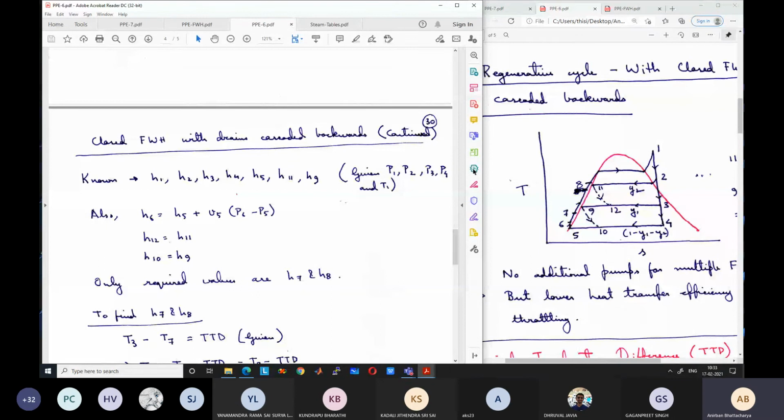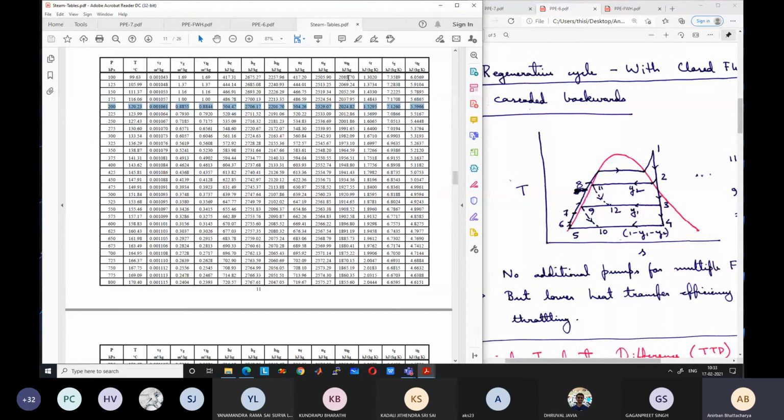Which table do we need to go to? Saturated pressure. Saturated pressure table, 1 MPa. Okay, 1000 kilopascal. So this is H11. Okay, 762.23. This is H11.